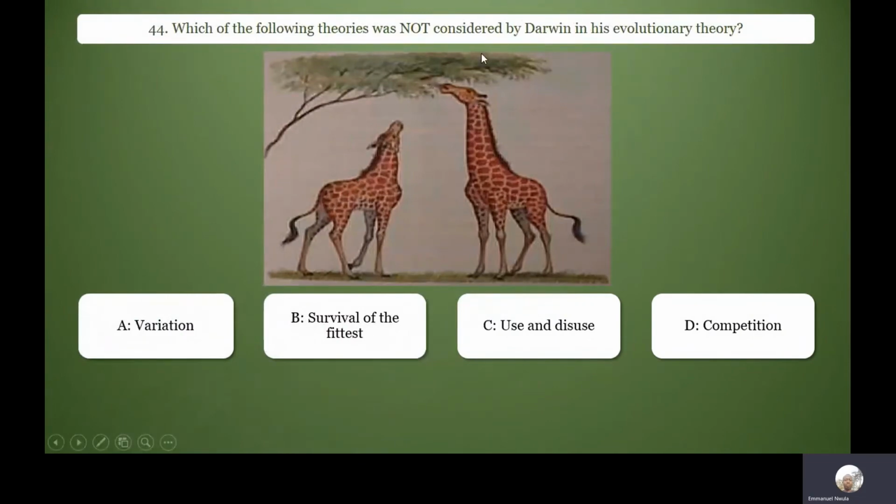Which of the following theories was not considered by Darwin in his evolutionary theory? Use and disuse of parts. That's option C, it is correct here. Use and disuse of parts was proposed by Lamarck, Jean-Baptiste Lamarck.